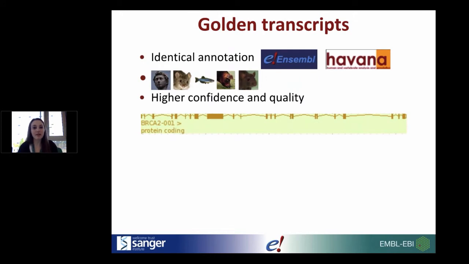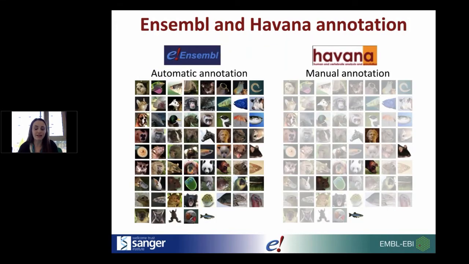So the golden transcripts, because they're identical annotation between these two different methods, we consider them to be of higher confidence and quality. And we have these for human, mouse, zebrafish, pig, and rat. So what do I mean by these two different kinds of annotation? Well, automatic annotation is carried out within the Ensembl project, and it's carried out for every single species that we have in our database. The manual annotation is carried out by the Havana team, who have close links with us here in Ensembl, and this is carried out for a much smaller number of species.